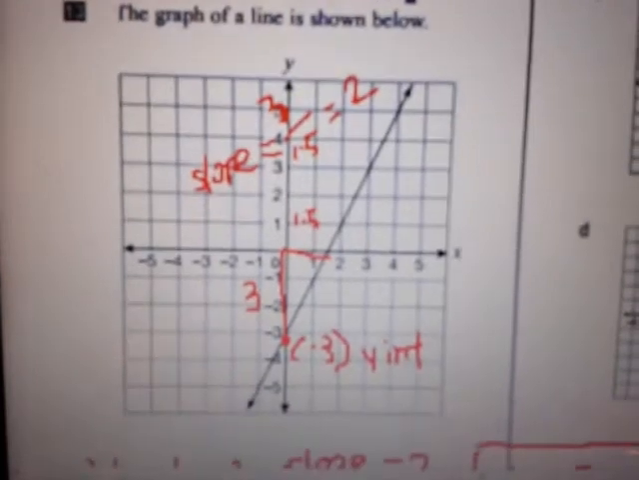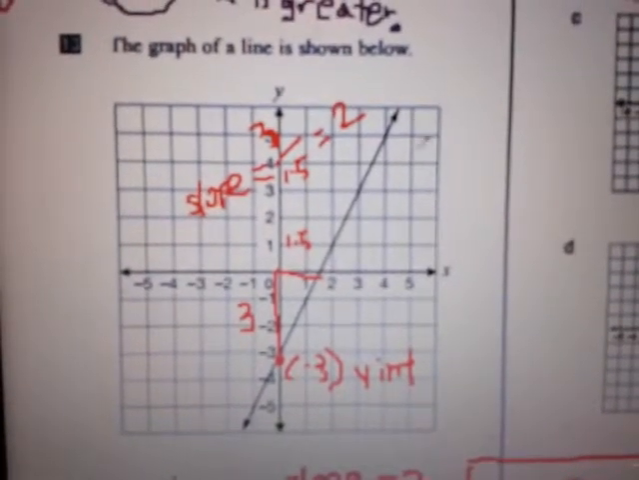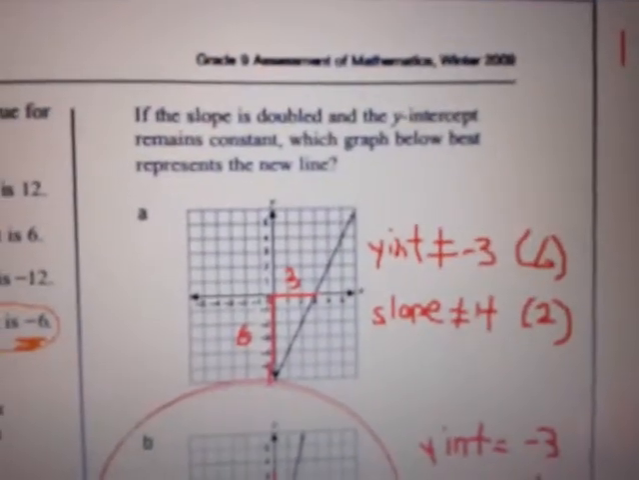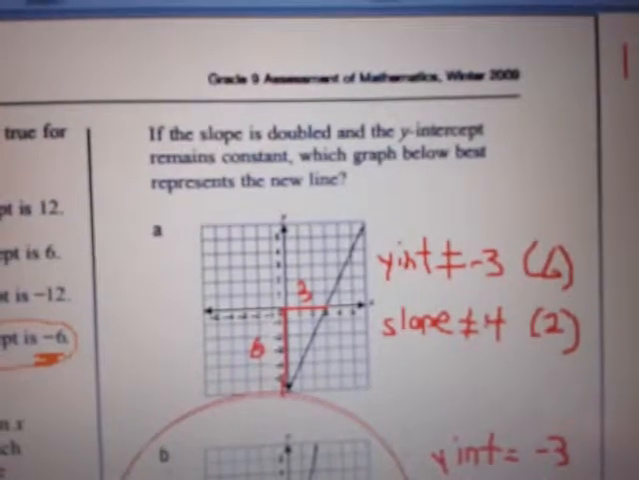So finally, for question 13, we can see the graph of the line shown below. If the slope is doubled and the y-intercept remains constant, which graph below best represents the line? So we're given 4 graphs here.